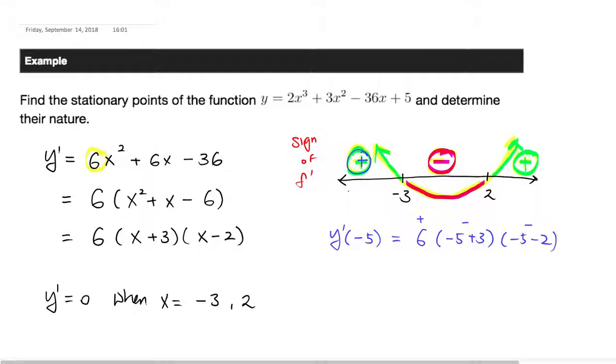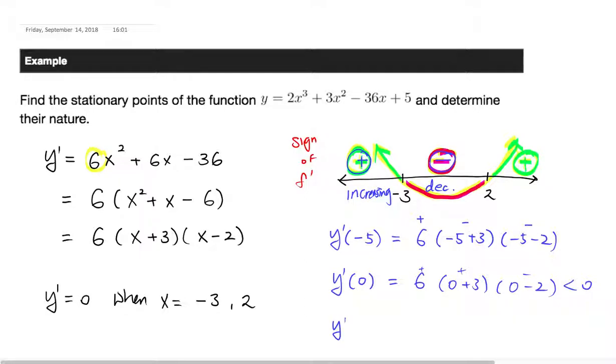So the graph is going to be increasing to the left of negative 3. What about between negative 3 and 2? Conveniently, 0 is in that interval, so I'll substitute 0 in there. 6 times 0 plus 3 and 0 minus 2. Well, that's going to be a positive times negative, so I know that that's going to be negative, and you saw that there. The graph is decreasing here from negative 3 to 2.